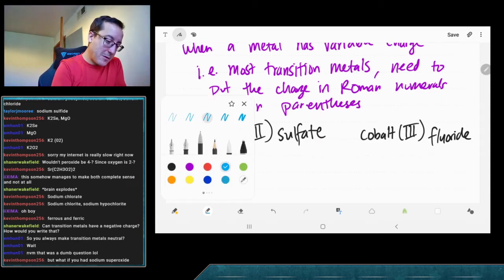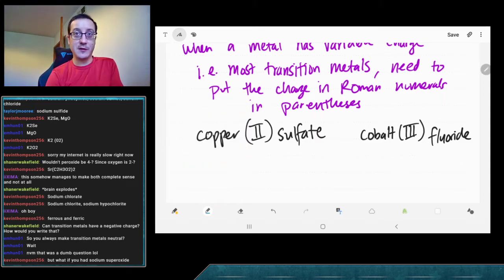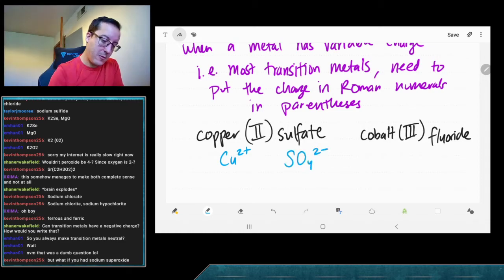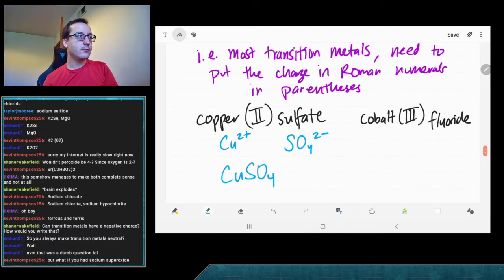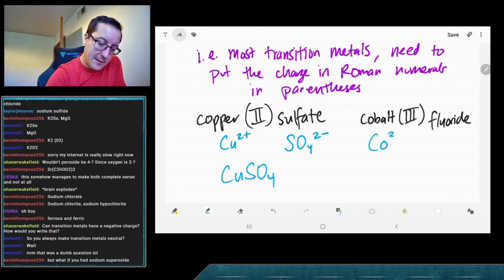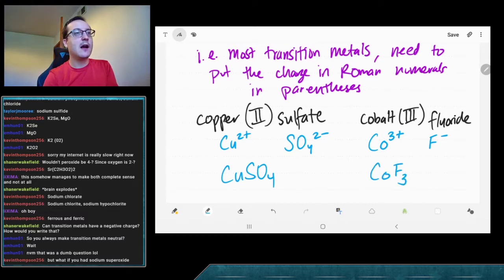Okay, so remember, the 2 in parentheses for this first one means copper 2+. Alright, and sulfate, you remember from our chart, is SO4 2-. So putting these together, we would get CuSO4. Hopefully nothing too crazy there. Cobalt 3 tells us it is cobalt 3+. We remember fluoride is F-, so we would have to charge balance this like that.